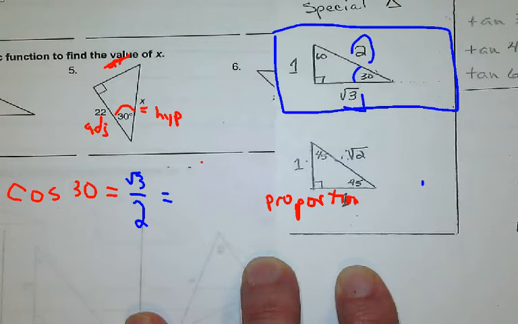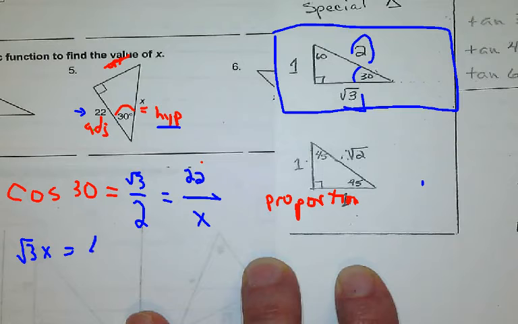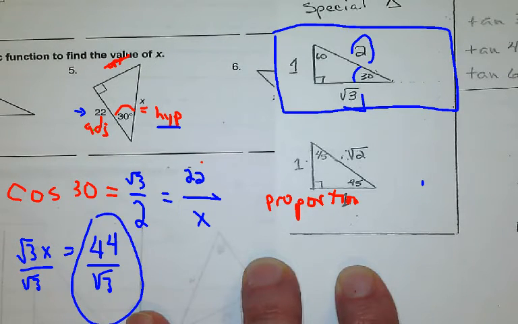Now what does that equal? Well, that equals this one here, 22 divided by this one here, x. So what are we looking for? We're looking at how big is x? I got to cross multiply. Square root of 3x equals 2 times 22, 44. And then I divide by the square root of 3. Look at that. That's my answer. How big is the hypotenuse? It's 44 divided by the square root of 3.